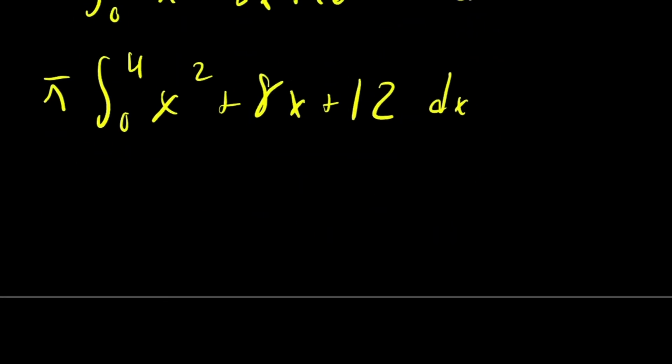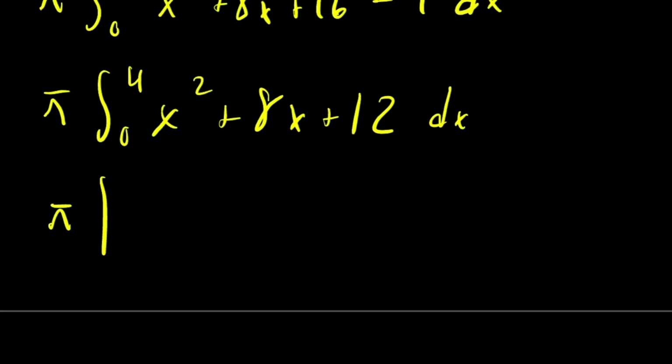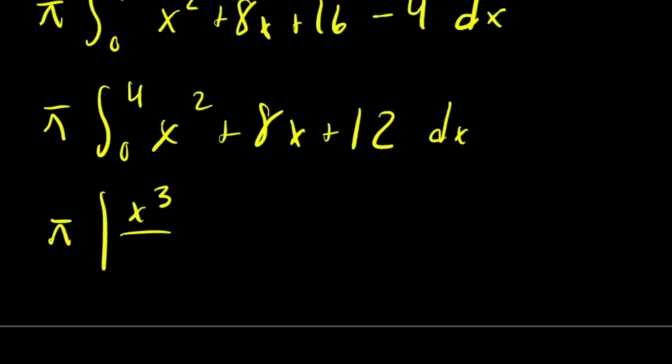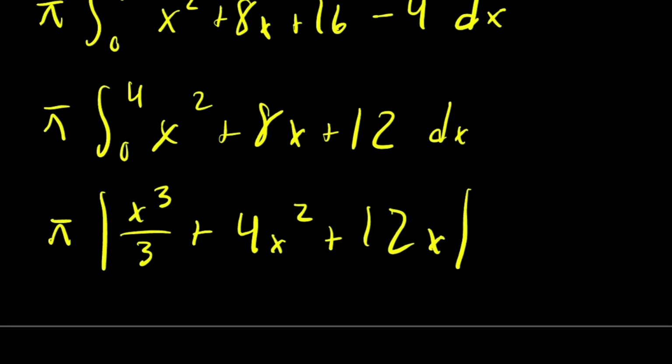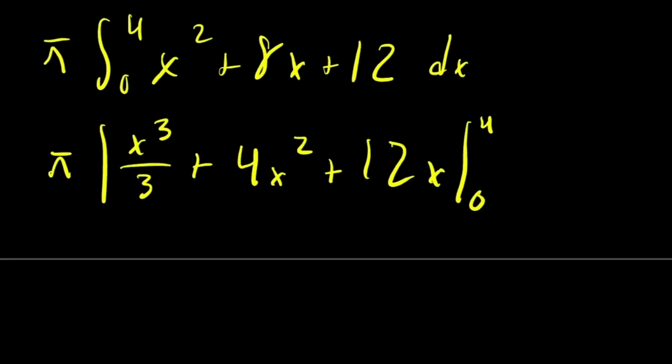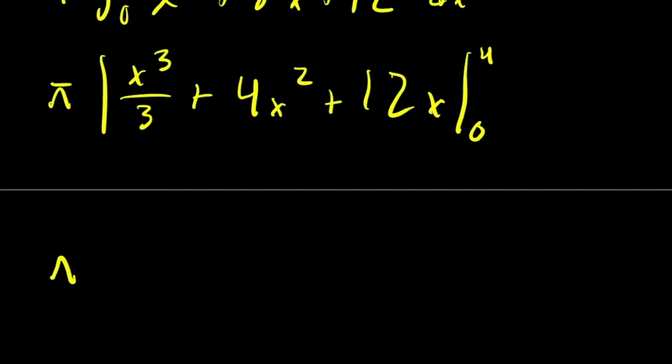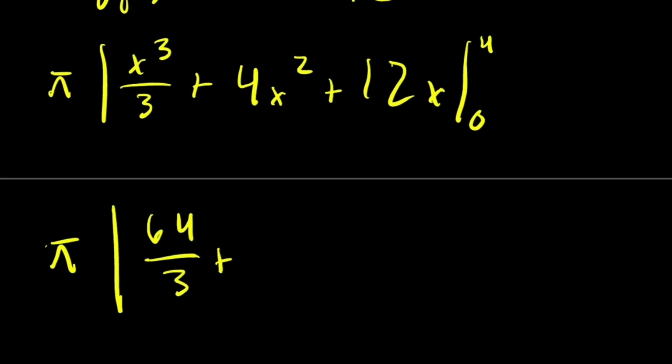And now we're just back to integrating. So we have x cubed over 3 plus, let's see, 4x squared plus 12x from 0 to 4. Let's write that 0 a bit better. And now we plug in our bounds. 4 cubed is 64 over 3 plus 4 squared times 4, 64, plus 48.